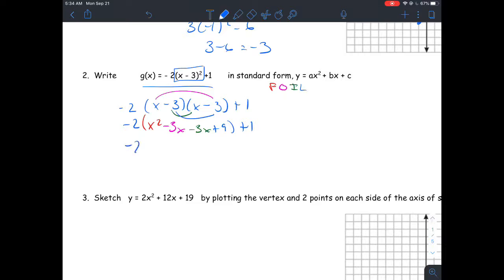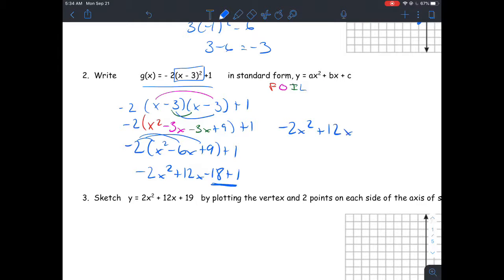All right, then I got to combine like terms within my parentheses there. Then I have to distribute. All right, then I just got to combine my last two constants at the end. So I get -2x squared plus 12x minus 17.